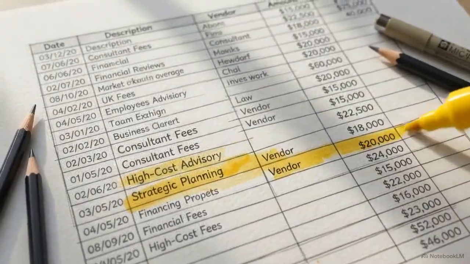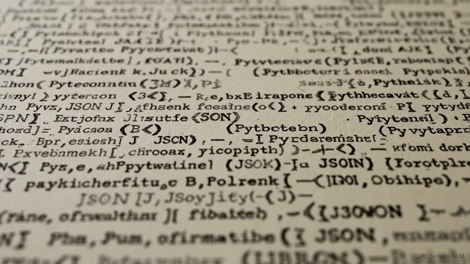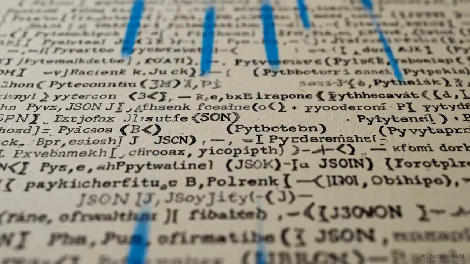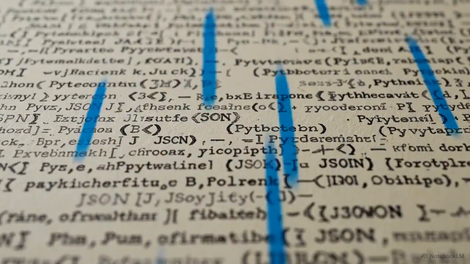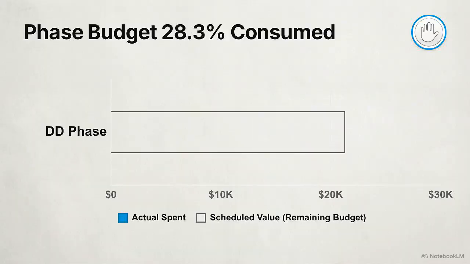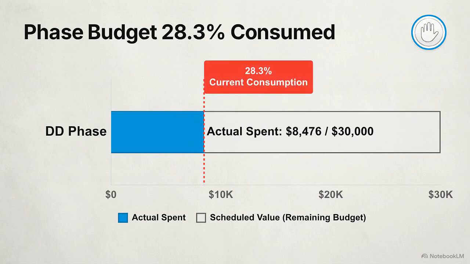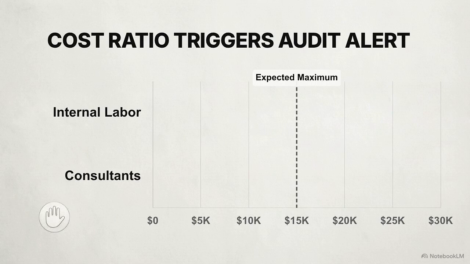approval. We will now execute the main reconciliation script on an active project, targeting the design development phase for the month of January. The moment we run the command, the script authenticates with QuickBooks and extracts dozens of time entries and vendor bills in fractions of a second. Claude immediately processes the totals. It identifies that the firm has consumed exactly 28.3% of the $30,000 phase budget. The system also outputs a red flag alert.